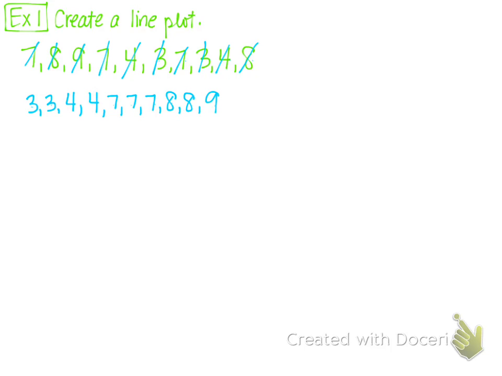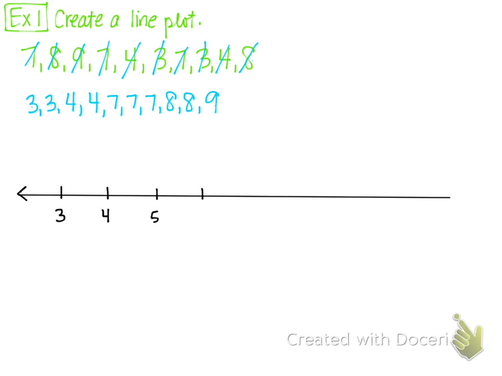The only thing we need to put up there are numbers from 3 to 9. So draw yourself a line. We're going to have an arrow here. I've got 3, 4, 5, 6, 7, 8, and 9. Make sure you leave enough space above it so we can put some X's. So step 2 is taken care of, where we have to create a number line.